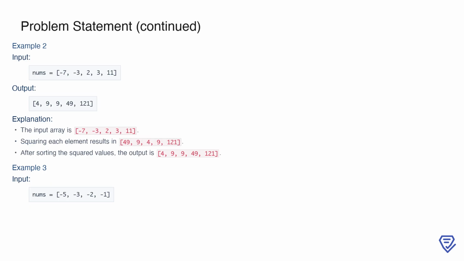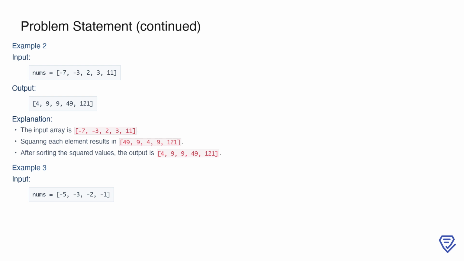Now, let's look at another example. If the input array is -7, -3, 2, 3, 11, squaring each number results in 49, 9, 4, 9, 121. Again, this intermediate array is unsorted. Sorting it in non-decreasing order gives the final output 4, 9, 9, 49, 121.